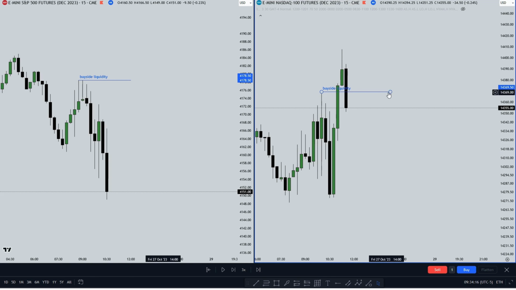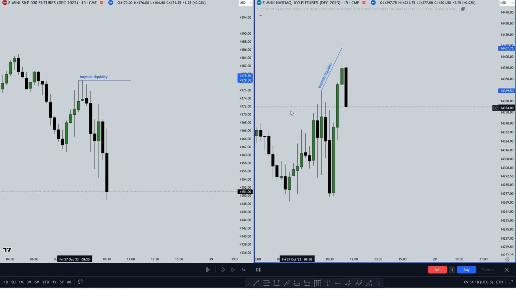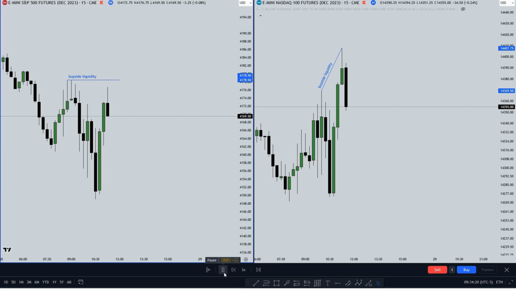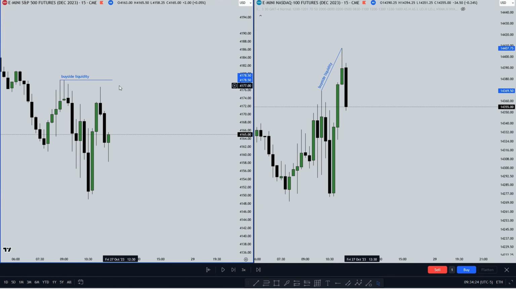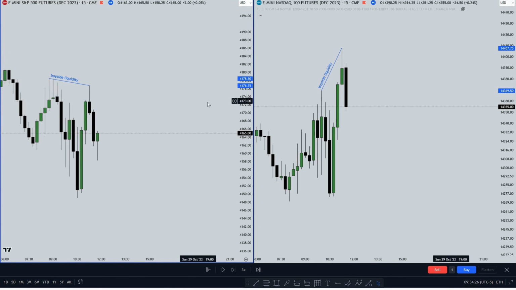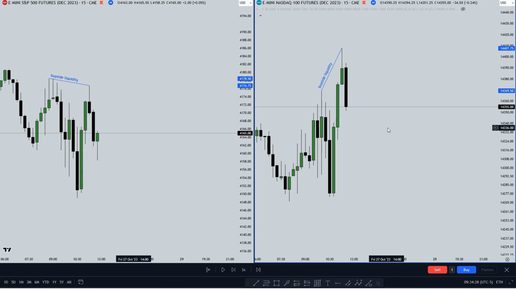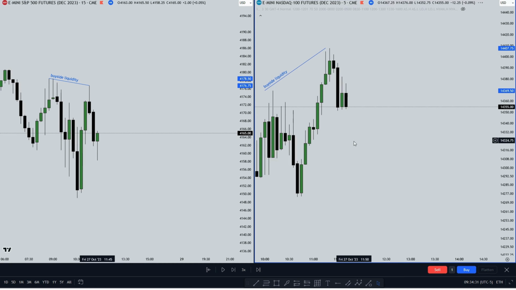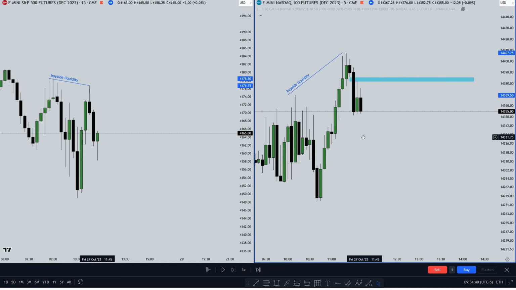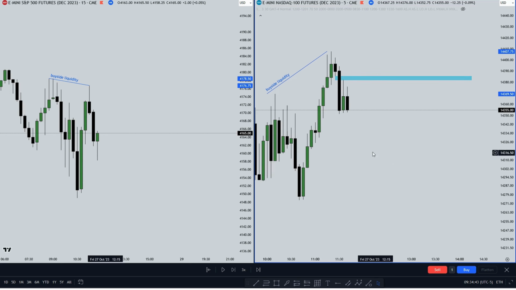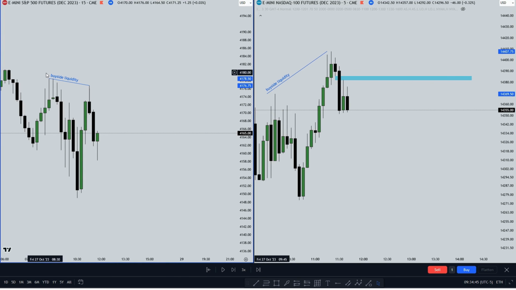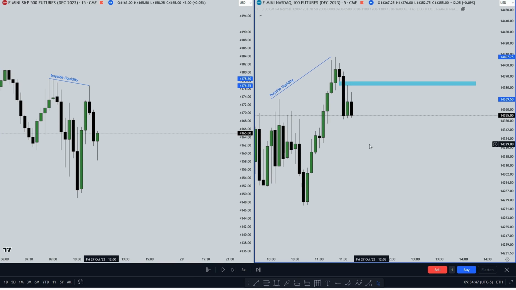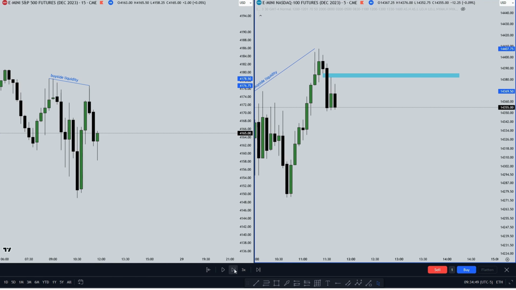Right here on the Nasdaq, we take out the buy-side liquidity, and on the S&P 500, we don't do it. So now I can expect a reversal in price. Now I'm going to go down into the 5-minute and find the first fair value gap that shows up. The main reason I'm using the Nasdaq is because we took out the buy-side liquidity, and on the S&P 500 we didn't. So this looks stronger to me.